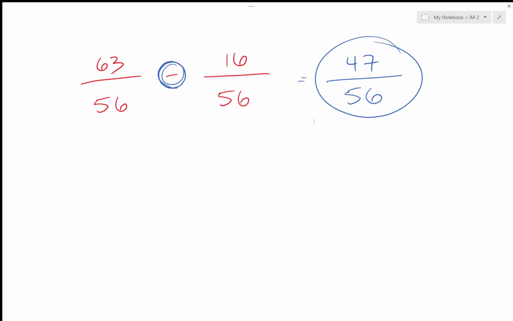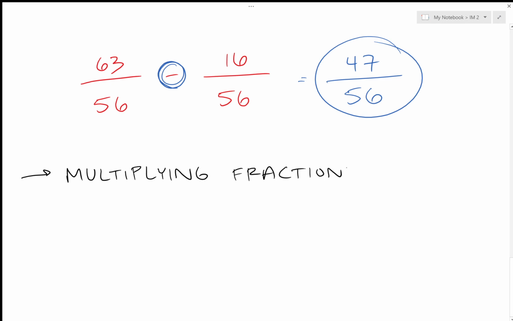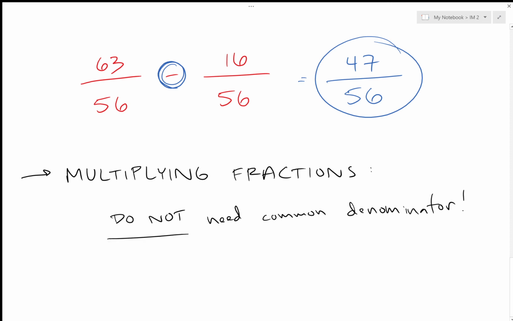All right, one more thing to look at. Let's talk about multiplying fractions. So adding and subtraction was actually harder than multiplication. When you're multiplying fractions, you do not need common denominator. So only for adding and subtracting do you need common denominator. For multiplying, you don't. You do not need it.